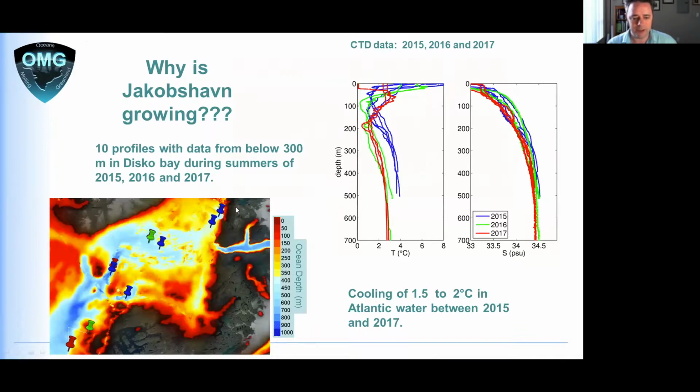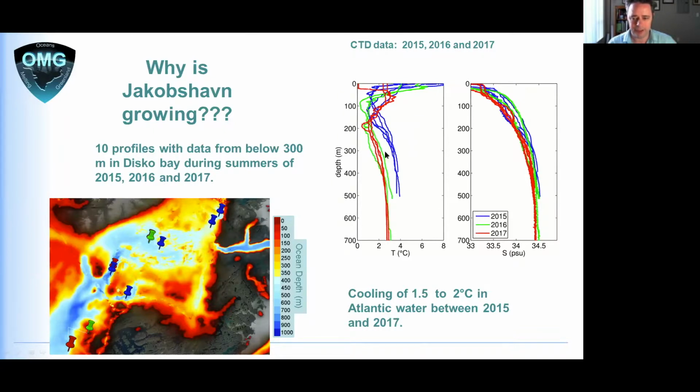So if we look at some of our CTD data from the region just offshore, we start to see a kind of interesting story. There was a pretty substantial cooling between 2015 and 2017. The little pins in the map over here show the locations of CTDs in different years from Disco Bay. The glacier edge is a little bit off the picture to the right. But these CTDs were targeted for the deeper parts of the bay and the trough that connects it to the broader shelf.